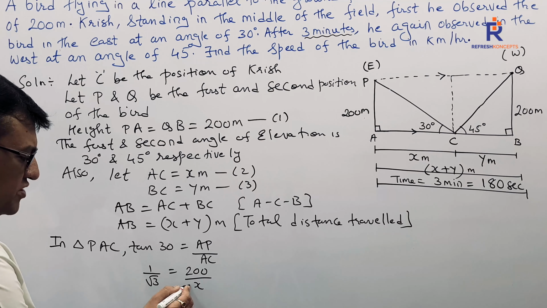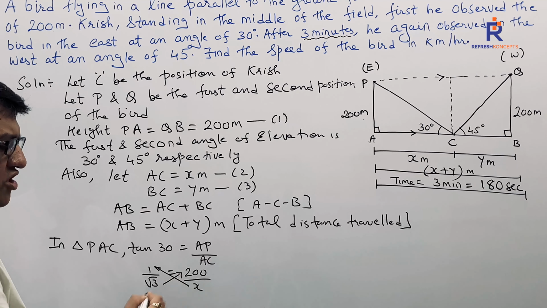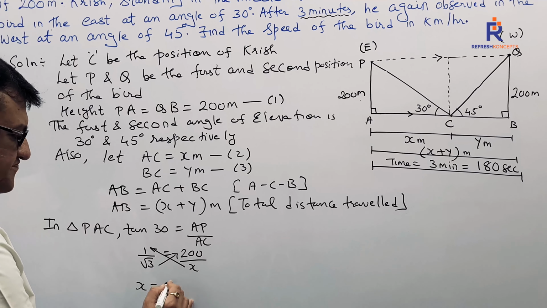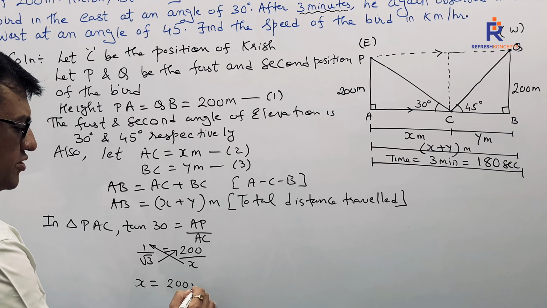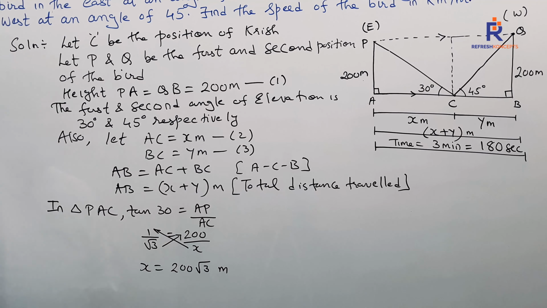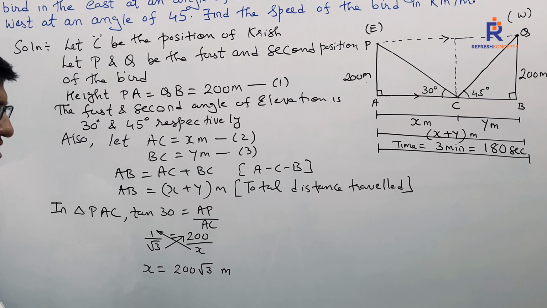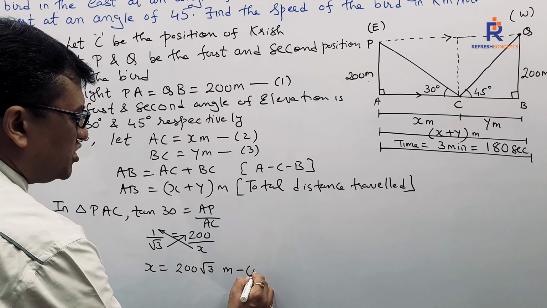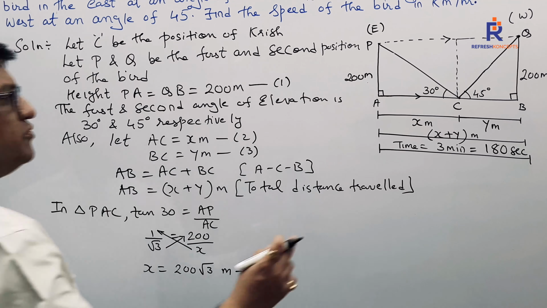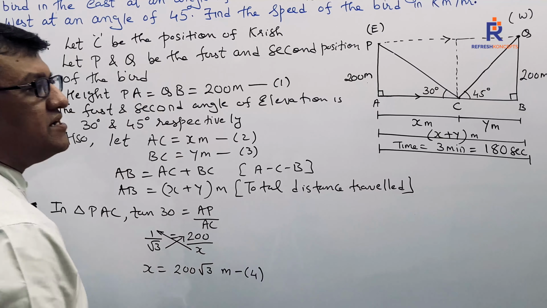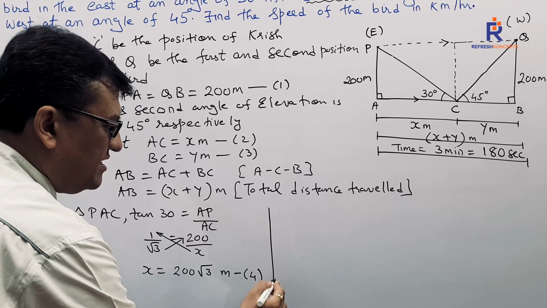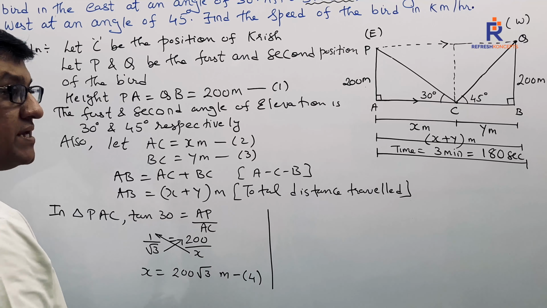If I want to get the value of x, will I go for cross multiplication? x is equal to 200 root 3 meter. x goes here, root 3 goes there. x is 200 root 3 meter. This is my equation number 4. Children, on the same lines, we are going to work out what is going to be there in triangle QBC. So I'll write parallel to this one.